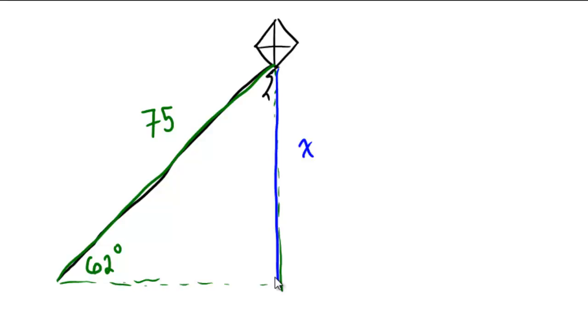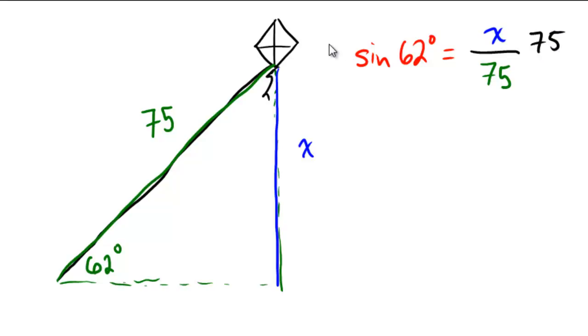So the height is the opposite leg, the 75 amount of string is the hypotenuse, and a trig ratio that relates the opposite to the hypotenuse would be a sine ratio. So we'll do sine of 62 degrees is equal to the opposite side x over the hypotenuse of 75. Now if we wanted to isolate the x, let's multiply by 75 on both sides, so that way the 75s cancel and we'd be left with x. And we need to calculate 75 sine 62.